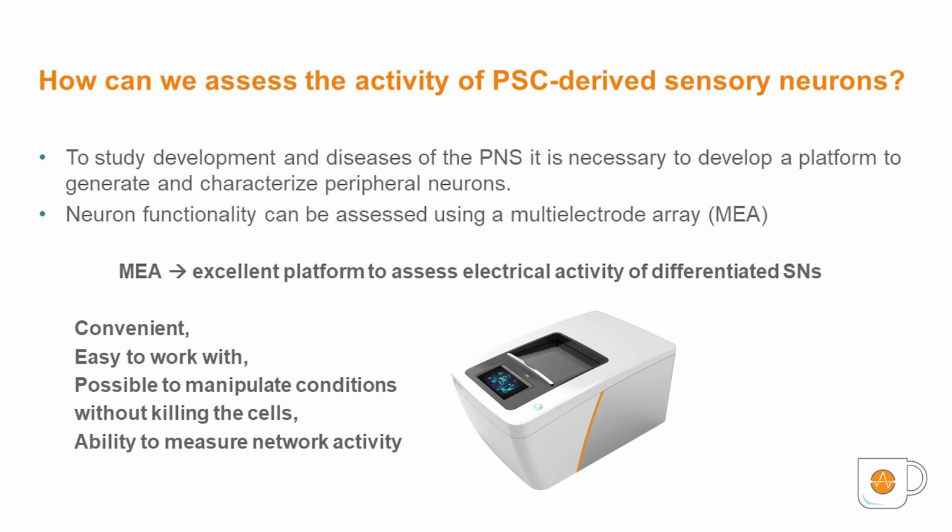As I mentioned before, the iPS cell technology is an ideal tool to study peripheral neurons. However, a critical step to characterize iPS cell-derived peripheral neurons is to assess their functionality. Multielectrode arrays are an excellent platform for these types of studies. In our studies, we used the Axion Maestro Pro because it's easy to use and allows us to measure the activity of a network of neurons as well as to manipulate the environment, for example, using small molecules, and assess their effects in the firing of action potentials without killing them.